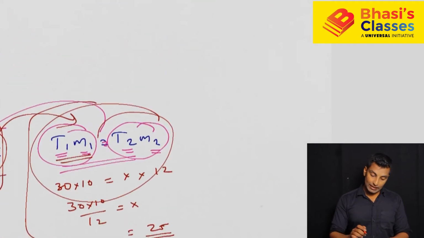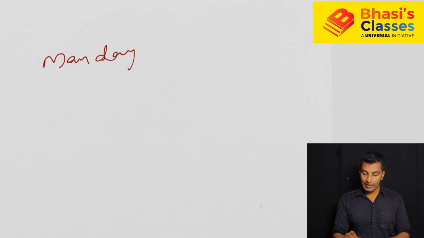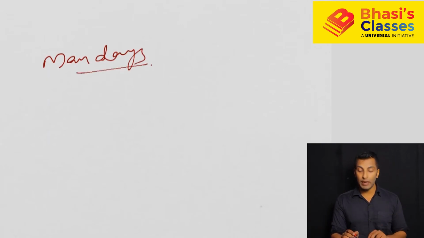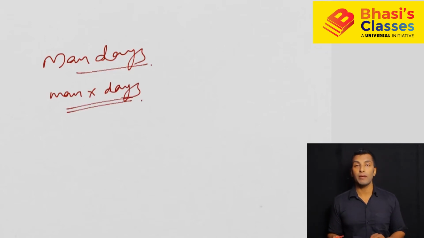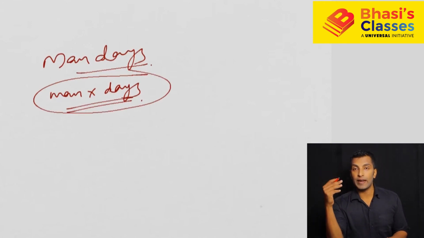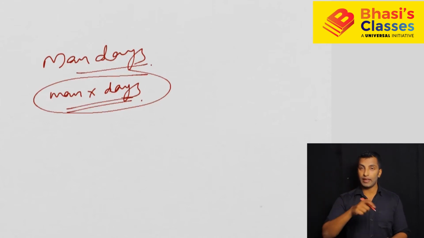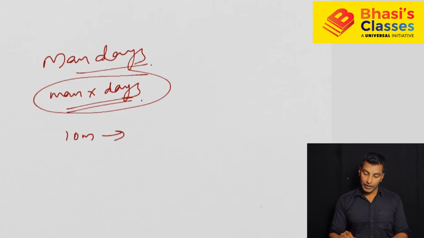Here I need to discuss a new concept, what we call man days. Now what do you mean by man days? It's very simple. Man into days. Just multiply the given number of men and days. In the given question, 10 men can finish in 30 days. So man days means men multiplied by days, that is 10 into 30. So what is that? 300.